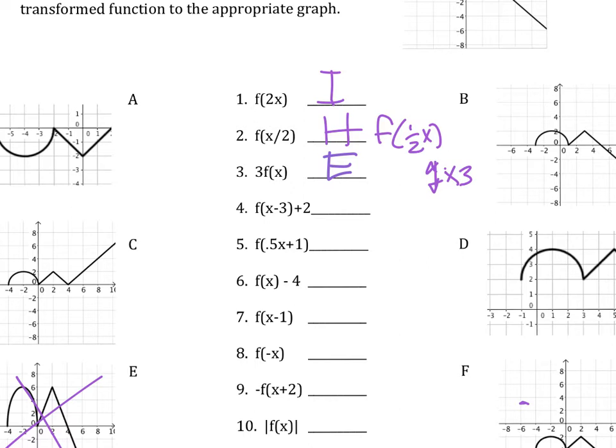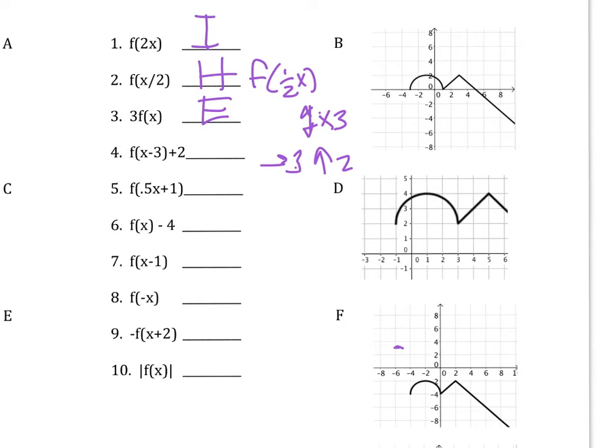So again, number 4, we've got a horizontal shift. So I'm just going to make a note. Which direction is it going? X minus 3. It's going to go to the right. So I'm thinking it's going to be to the right by 3, and the plus 2 is on the outside of the parentheses, so that's going to be moving up by 2. So I want right 3 up 2.